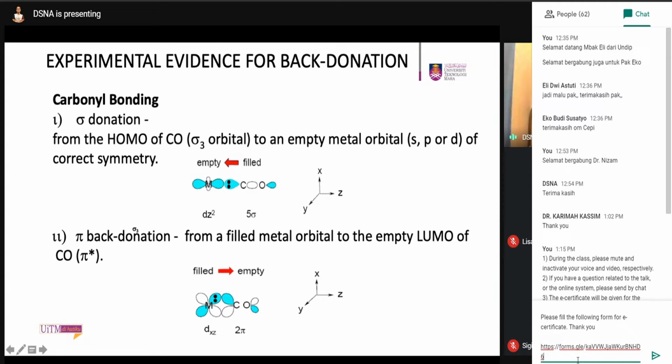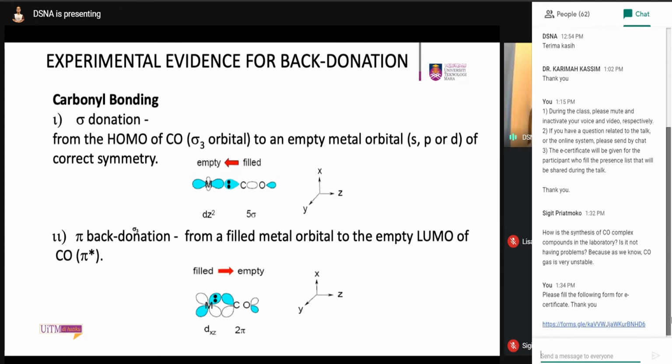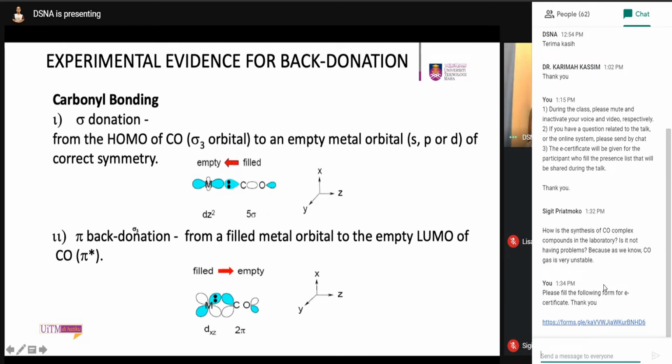So this is the step that I have explained earlier, but I just want to re-explain, because later we are going to see how back donation can be seen through experimental evidence. Oh, by the way, there is a term here, correct symmetry. Overlapping of orbitals definitely needs to happen when they have the same symmetry, like this is happening at the z axis. Only then is the overlapping of orbitals likely to happen.